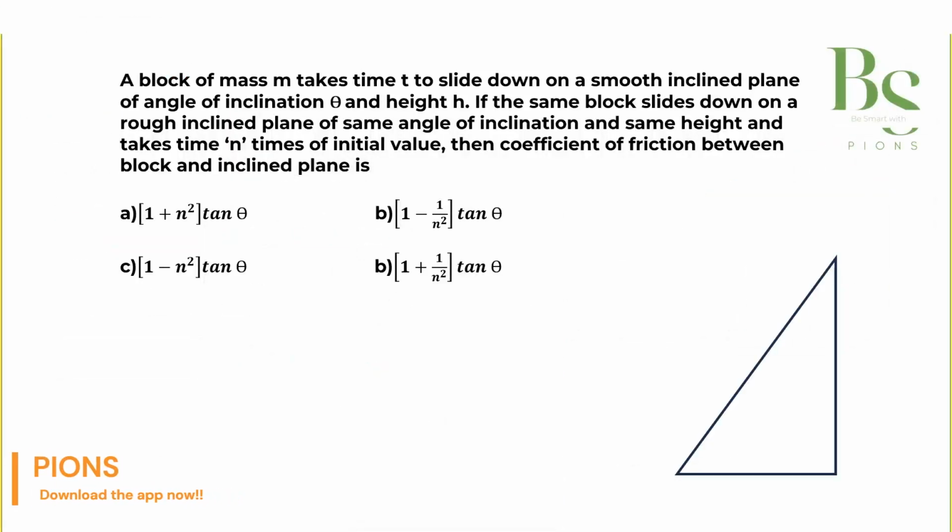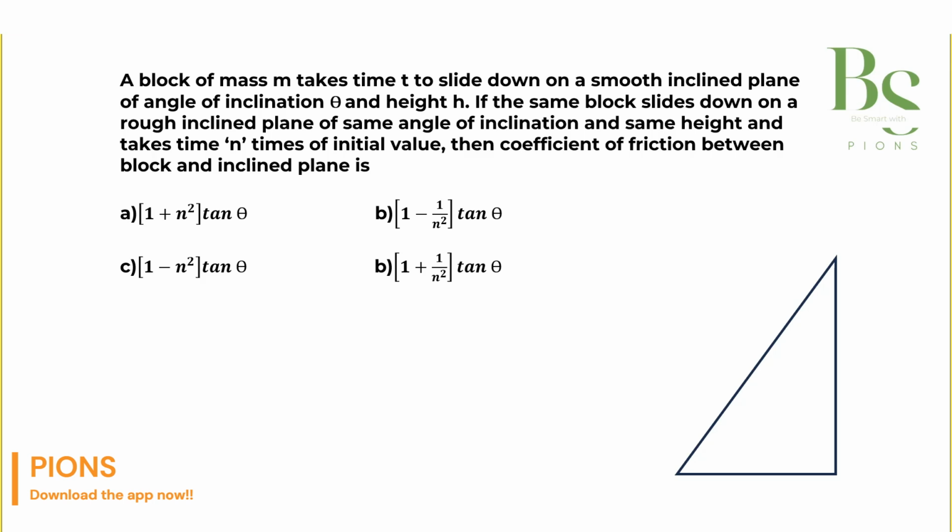A block of mass m takes t time to slide down on a smooth inclined plane of an angle of inclination theta and height h. If the same block slides down on a rough inclined plane of the same angle of inclination and same height and takes time n times its initial value, then the coefficient of friction between the block and the inclined plane is, out of these options.